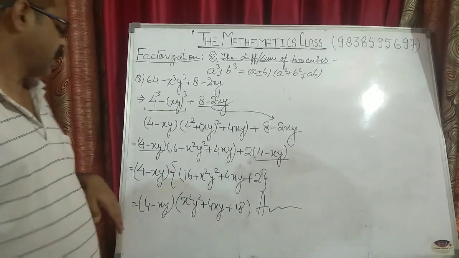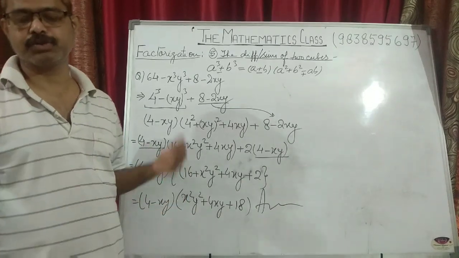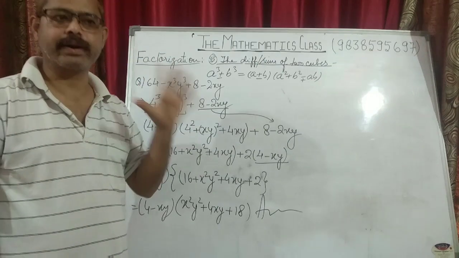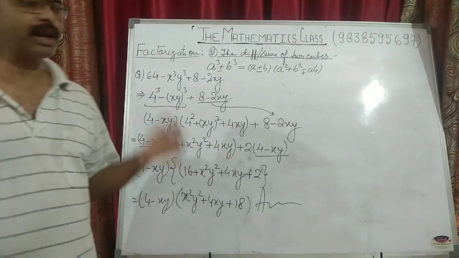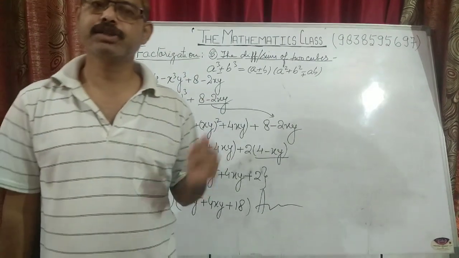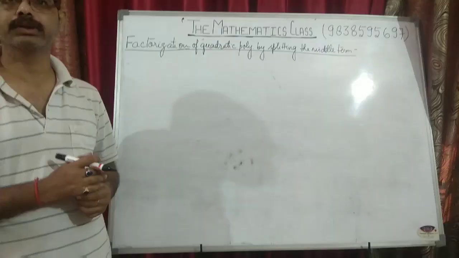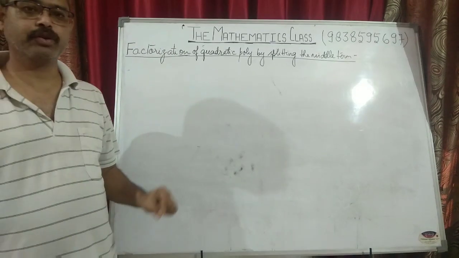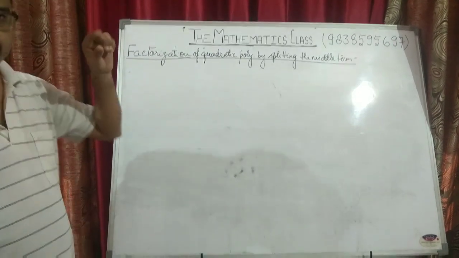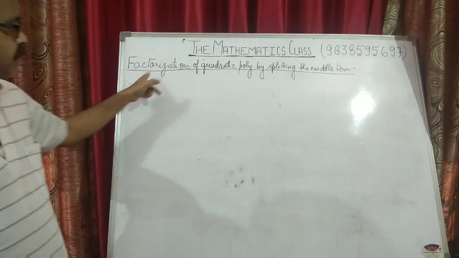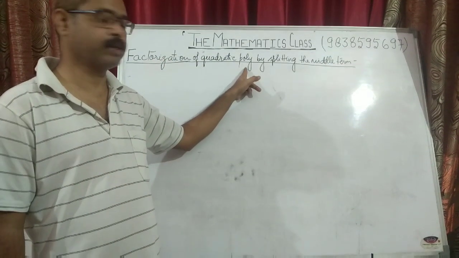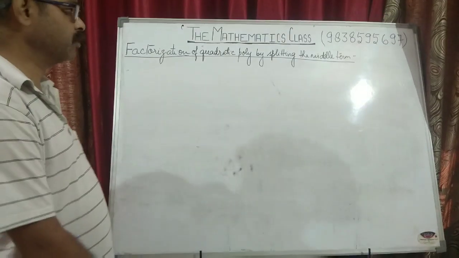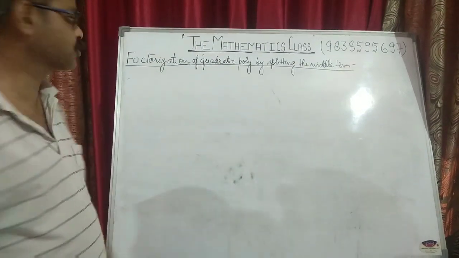When you move on to the higher classes, it is known as quadratic equation. So this is a basic building block of quadratic equation, but in this class we will study it as splitting the middle term. Now this is a different type of factorization. The heading says factorization of quadratic polynomial by splitting the middle term. Now what is a quadratic polynomial? It has its degree as 2.